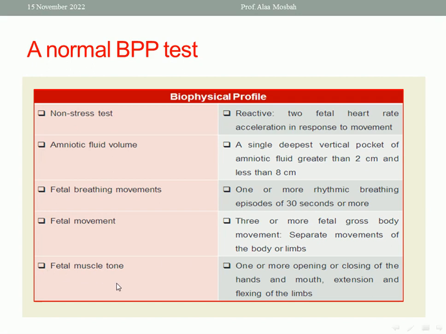Fetal muscle tone, 1 or more opening or closing of the hands and the mouth, extension and deflection of the limbs.